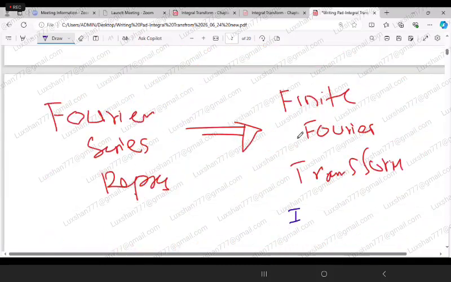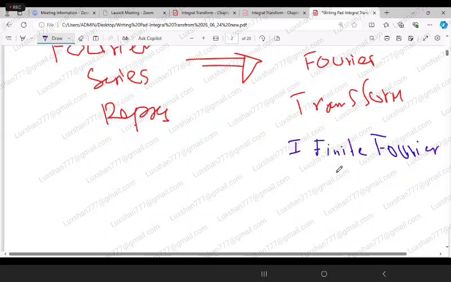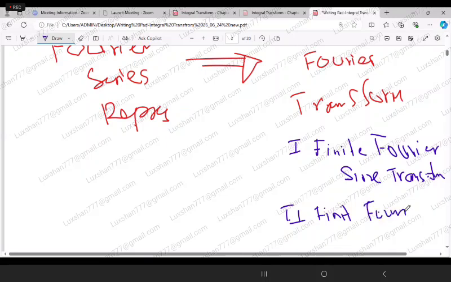In the case of finite, we have only two types of transformation. That is the finite Fourier sine transform, and second, the finite Fourier cosine transform. So in the finite case, we have only two types.